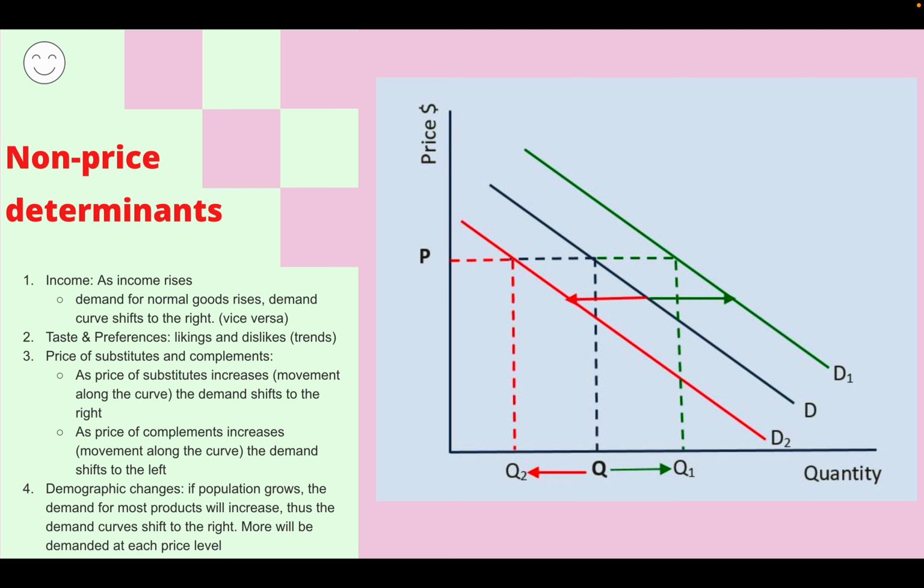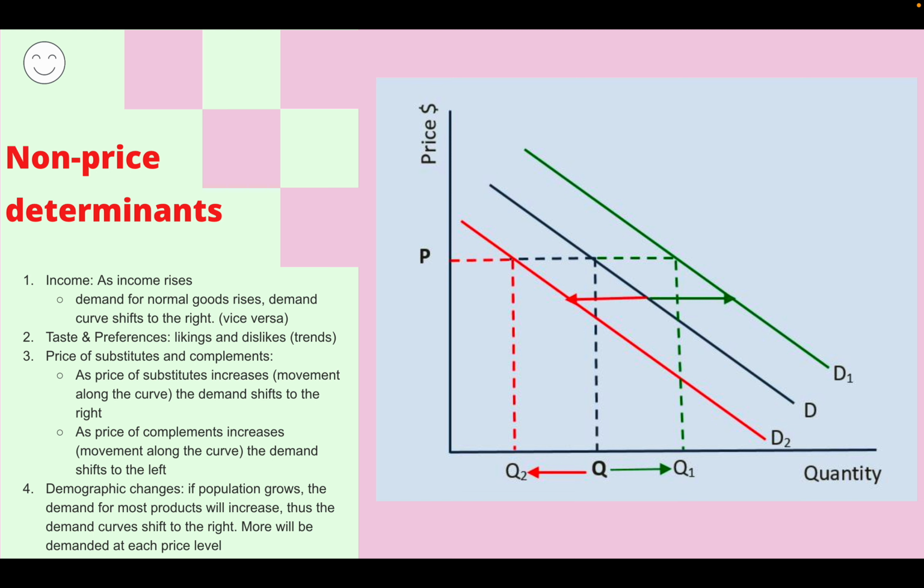And tastes and preferences, like likings and dislikes. Like if the whole society was brainwashed to think... oh wait, this is not a good example. I'm so sorry. Okay, wait. Let's see, like Case-to-Fi phone cases, they're really popular. A lot of influencers do ads on them. So the demand for it would increase because of taste and preferences and trends, right?